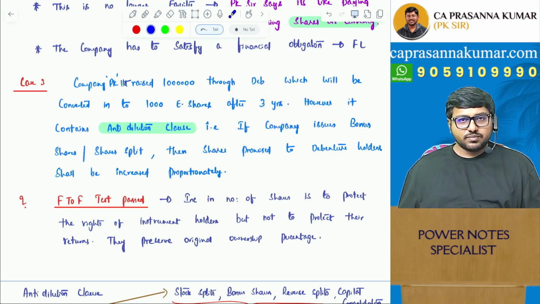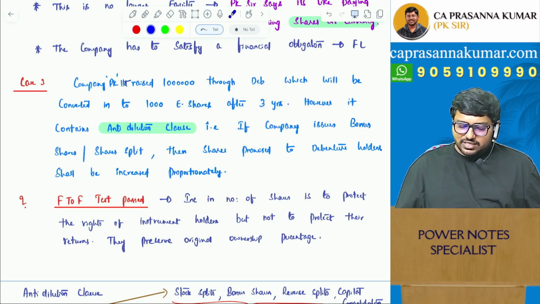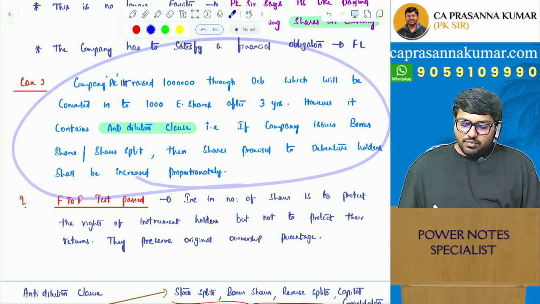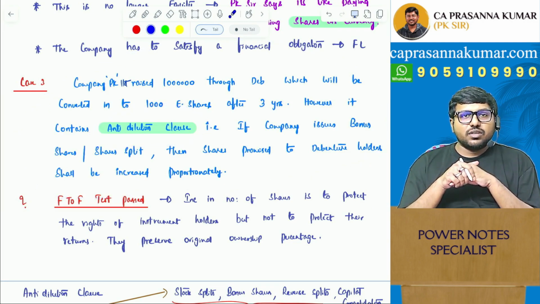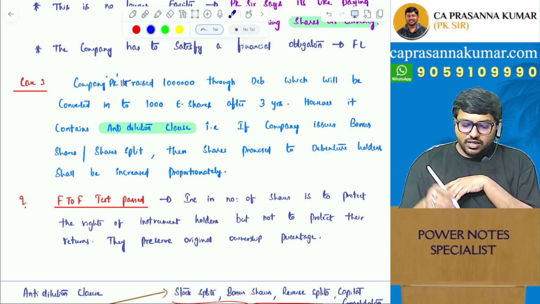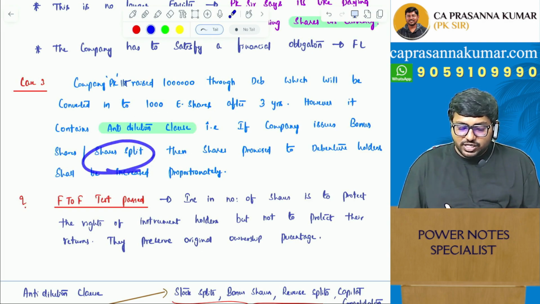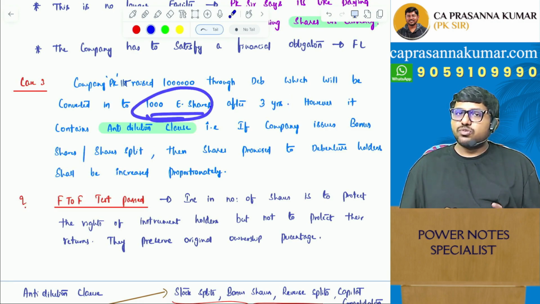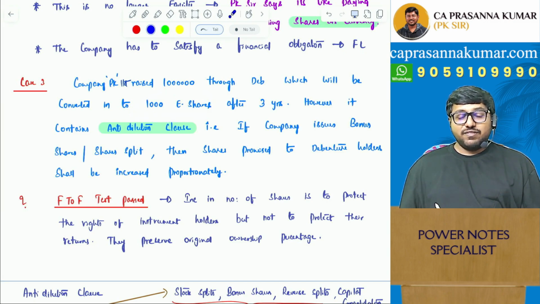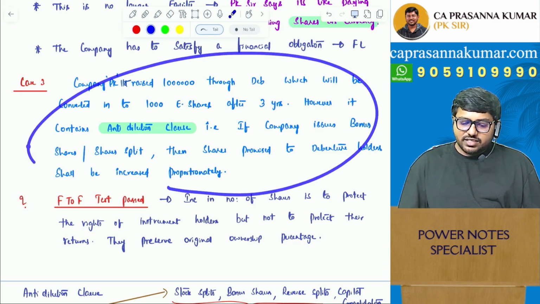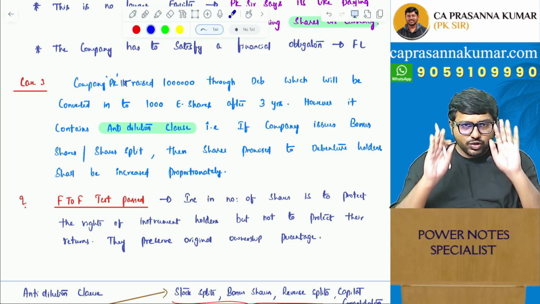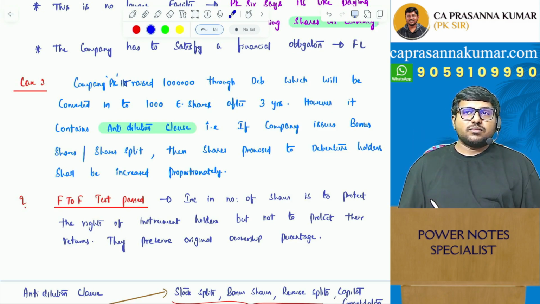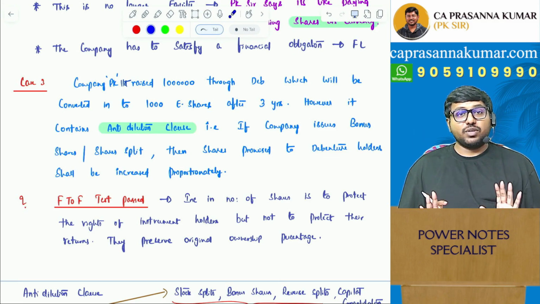You understand the point? Now, where students get confused is: sir, because of this anti-dilution clause, the number of shares varies, sir. If this share split or bonus happens in between these 3 years, then definitely the shares will become variable, because it will not be 1,000 for sure. Therefore, sir, fixed to fixed test is failed. Therefore, I will treat this as a financial liability. That is what students usually do. Well, sorry to break the news, your answer is absolutely wrong.